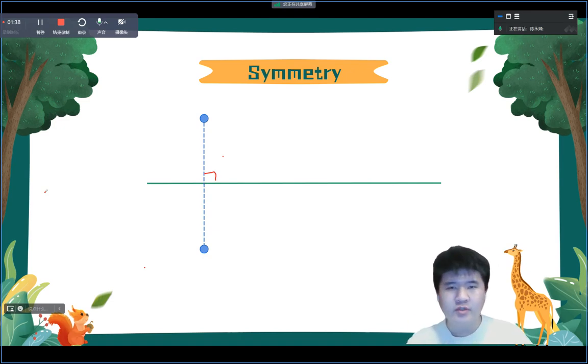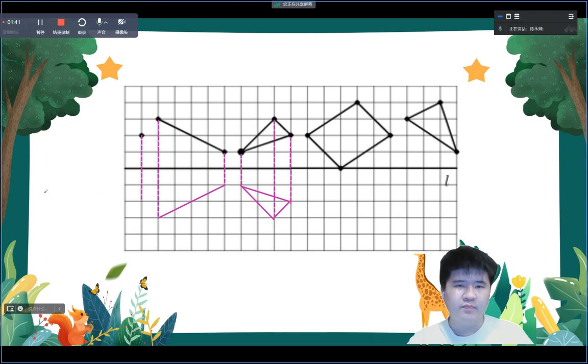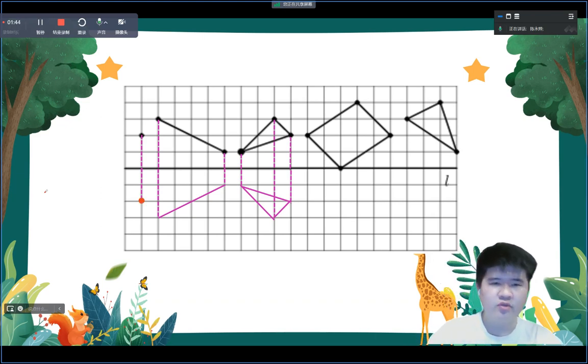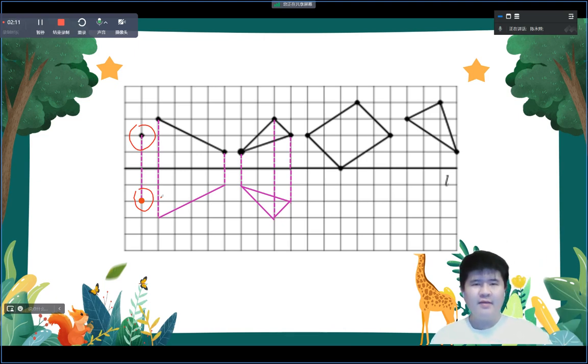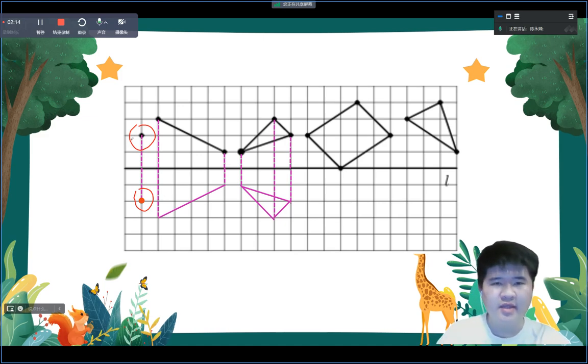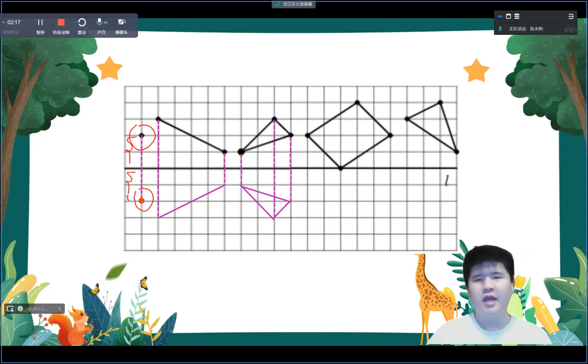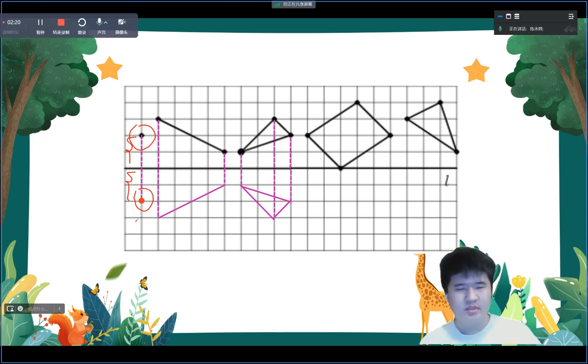So for the first question, how do we know the symmetry shape or symmetry figure of each figure? We just try to find out where those points are. We'll find the symmetry points first. So in the beginning, we draw a perpendicular line from this point to this line, and then we extend it until the length is the same. So we find these 2 points, they are symmetric.